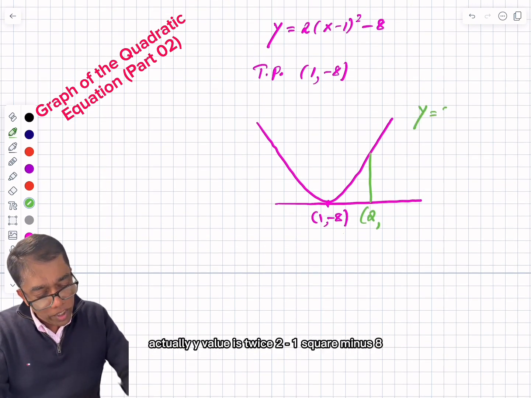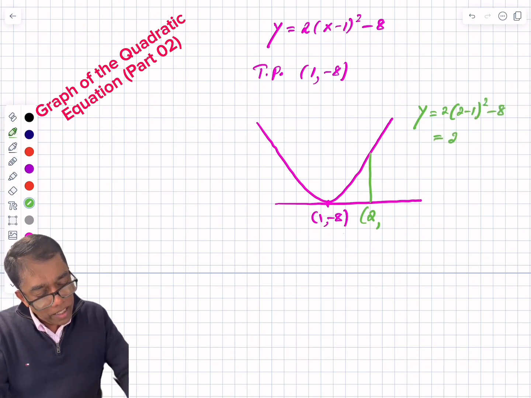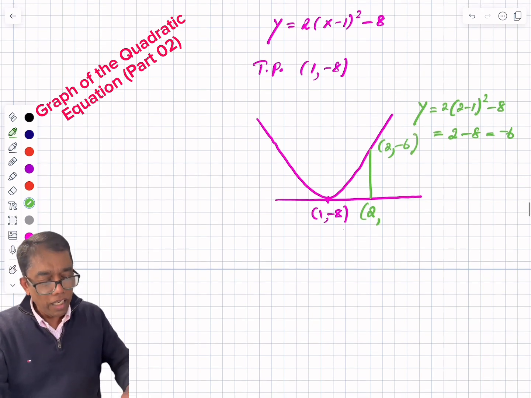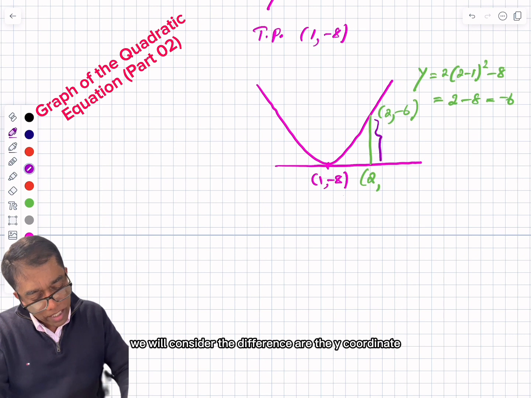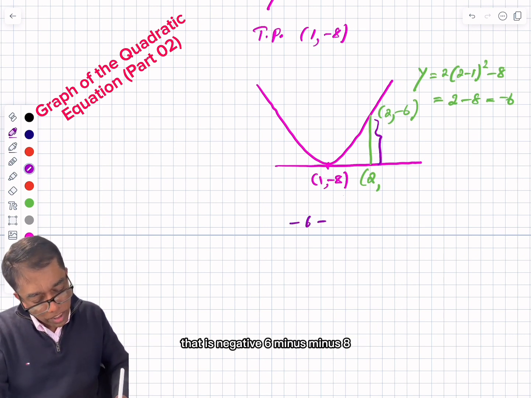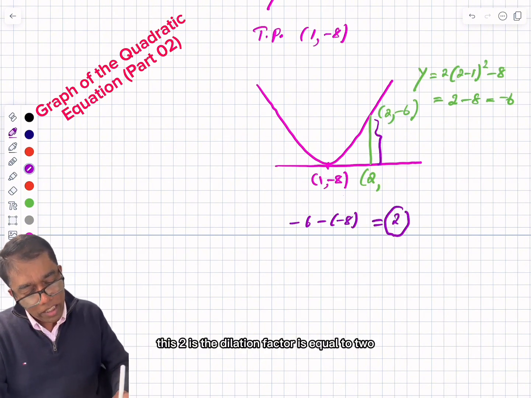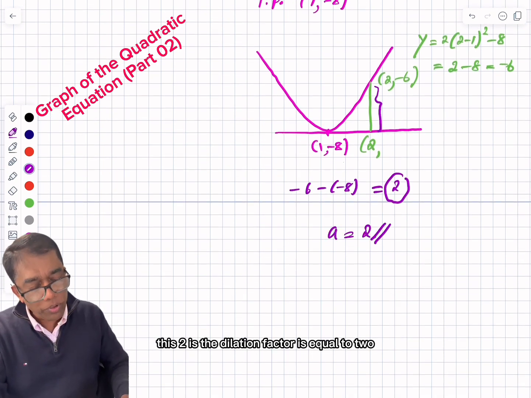Then we will calculate what the y value is. The y value is 2 times 2 minus 1 squared minus 8. What is it? 2 minus 8, it is negative 6. The coordinate is 2 and negative 6. Now, we will consider the difference of the y coordinates. That means negative 6 minus negative 8. What is it? It is 2. Actually, this 2 is the dilation factor. a is equal to 2.